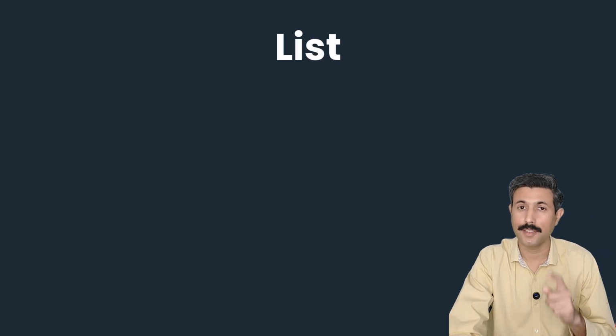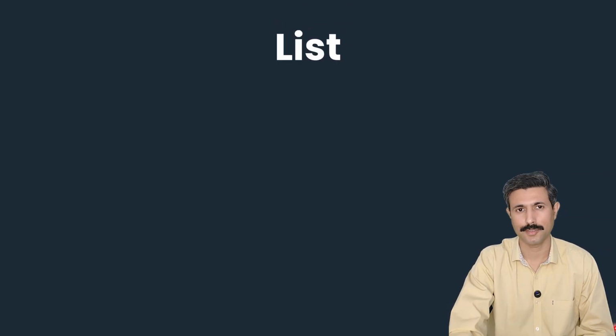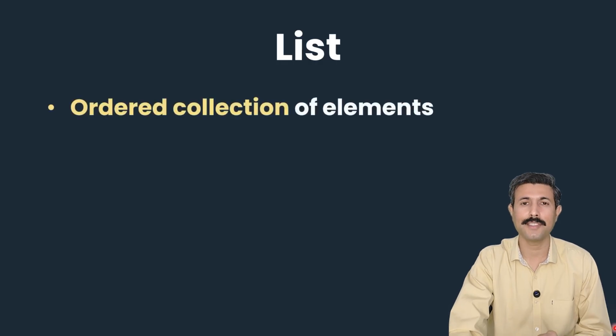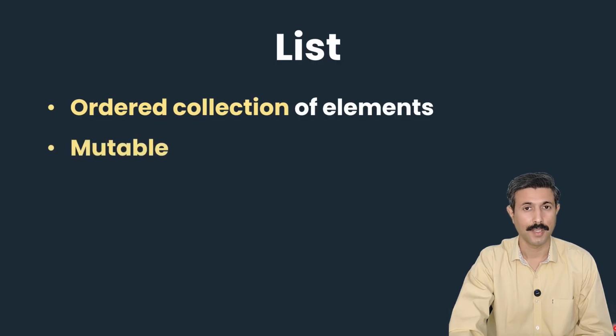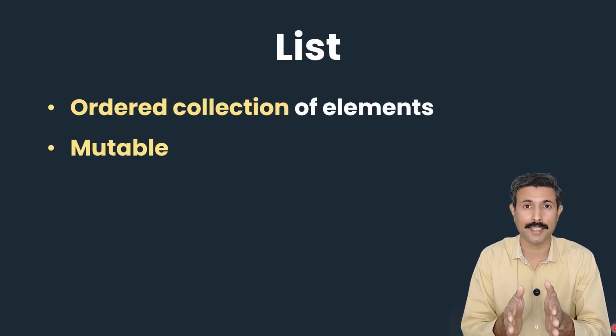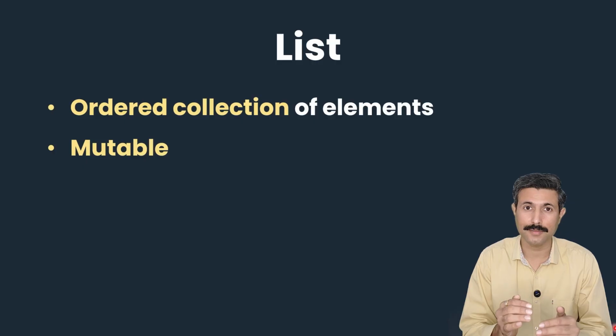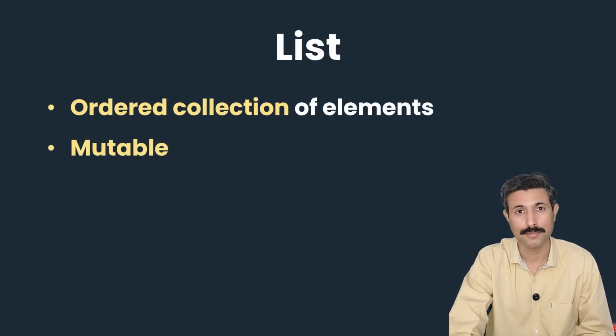From this, the first is list, which is the most flexible sequence. A list is basically an ordered collection of elements, and it is mutable too. Now, mutable means you can change its value after creation. Once you create this list data type, after creation, you can change its value. That is called mutability.